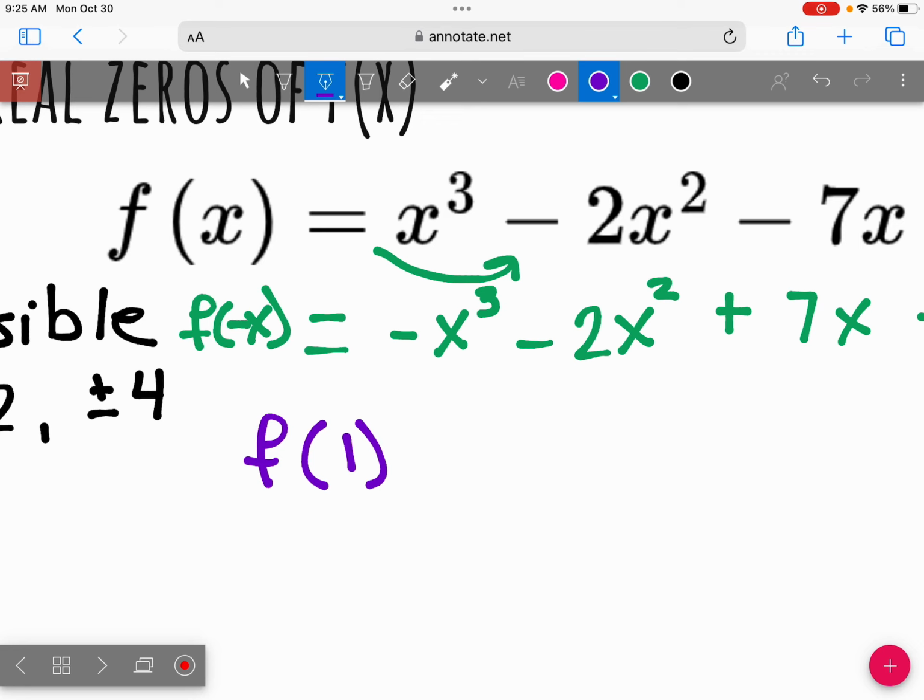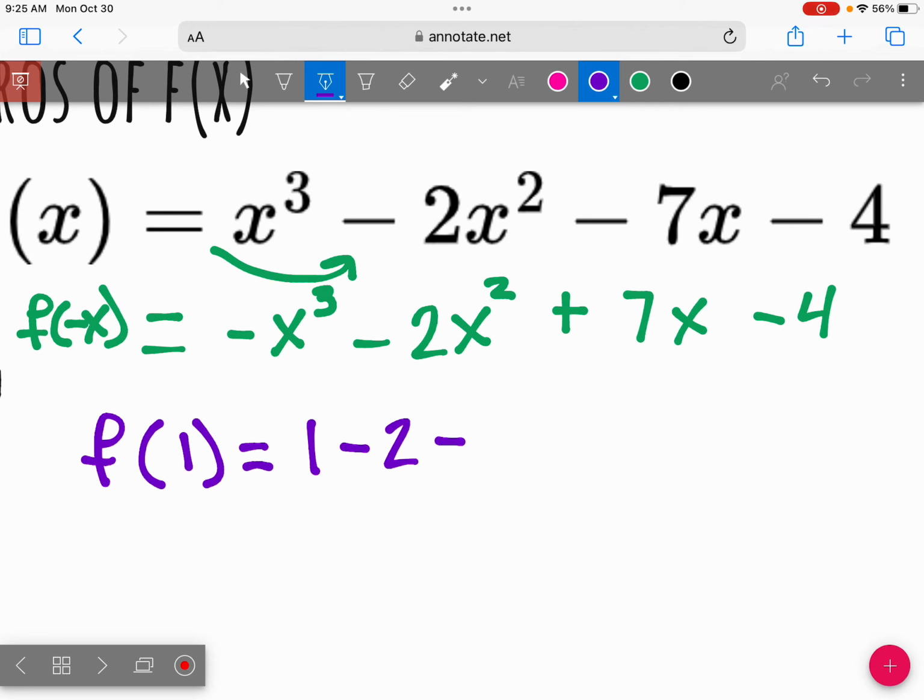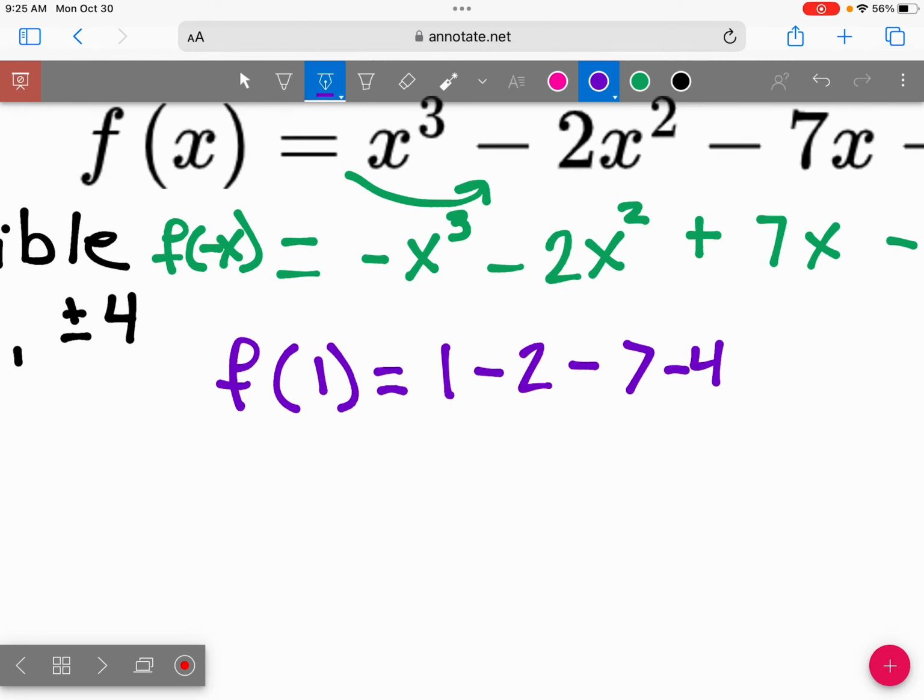If it's a root, what's our answer going to be? 0. So if we get anything other than 0, it's not a root. So when we substitute in 1, let's see what we get. 1 cubed minus 2 times 1 squared minus 2 minus 7 times 1 minus 4. Is that going to be 0? No. Do we really care what the value is? No. We can tell already, not 0. That's definitely a negative number. So we know it's not positive 1.